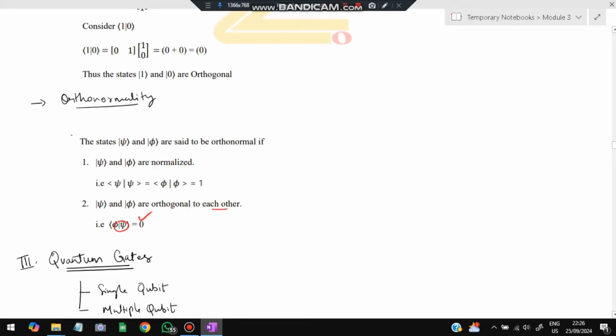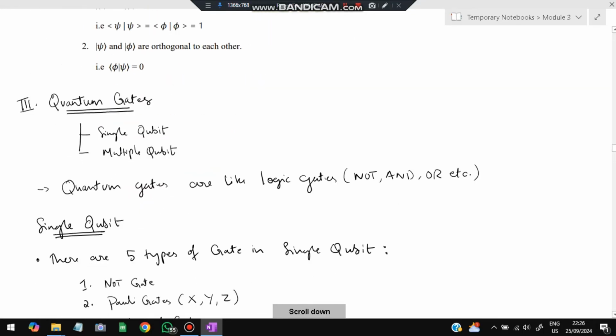Okay, let's move on to the third and last topic, which is quantum gates. Here we have two types of gates, like how we have logic gates like NOT and NOR, and also control gates. Like that, here also we'll be using quantum gates. Slightly different things will be there, but the analogy is 90% similar. We have single qubit and multiple qubits.